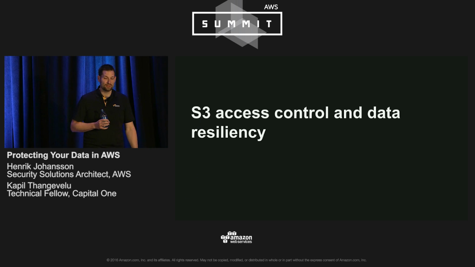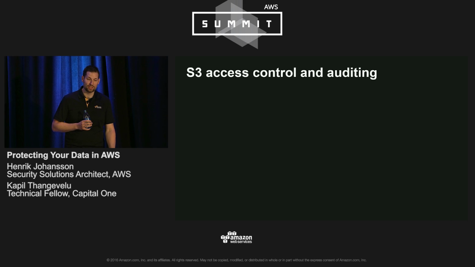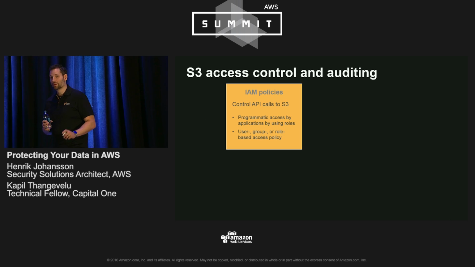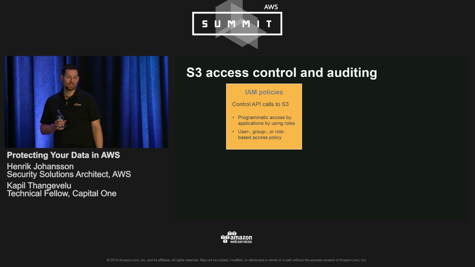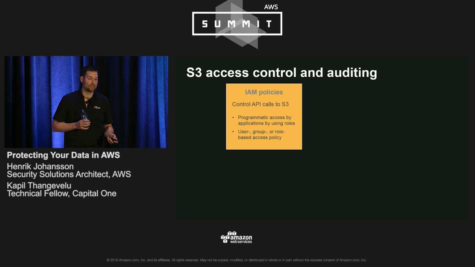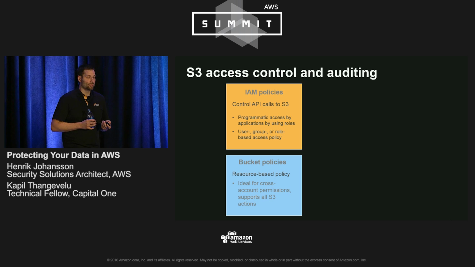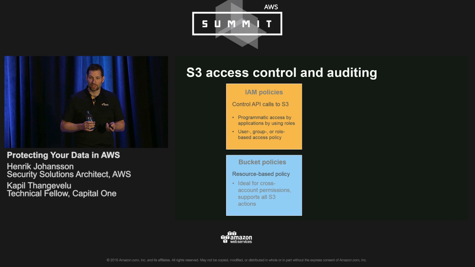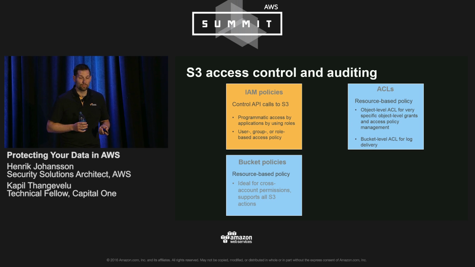Looking a little bit at S3 access control and data resilience. With S3 access control, we have a number of different policy methods. We have our IAM policies to control which APIs can access the service. You can also set up a bucket policy, which is more of a resource-based policy, where you want to do, for example, cross-account access to your S3 buckets. And this includes all the S3 actions.